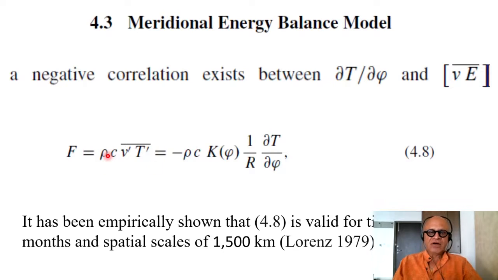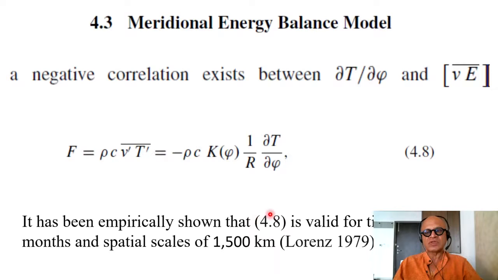We can now use things like what we did before, the fact that these are negatively correlated. We can write the parameterization as minus rho c times some diffusion coefficient K that is dependent on latitude, times 1 over r, where r is the radius of Earth, times dT/dphi, where dT/dphi is of course the meridional temperature gradient, which is negative in the northern hemisphere and positive in the southern hemisphere. So that's a very simple way to represent the eddy components.